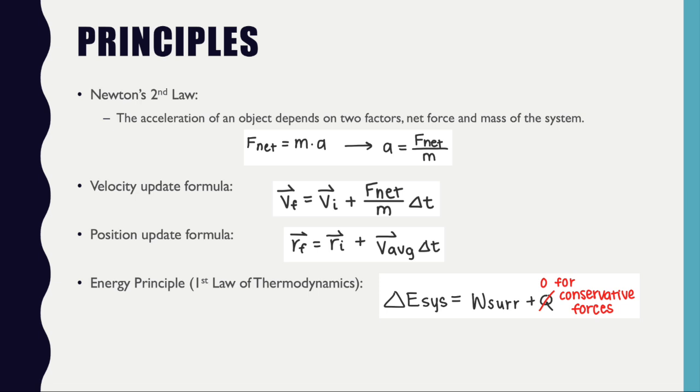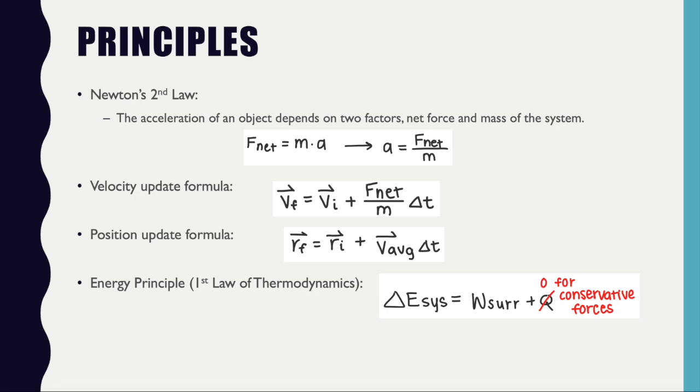Now we will talk about Newton's second law. It states that the acceleration of an object depends on two factors, net force and mass of the system. F net equals mass times acceleration. By manipulating this equation, we can derive two other important equations used in this lab, the velocity update formula and the position update formula. These will be used to calculate expected position data.